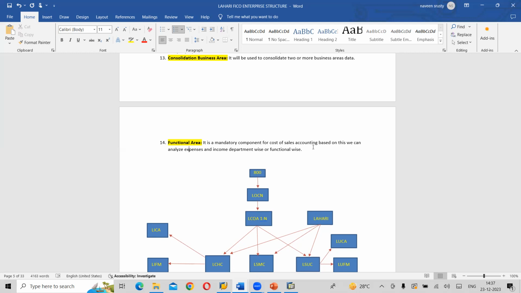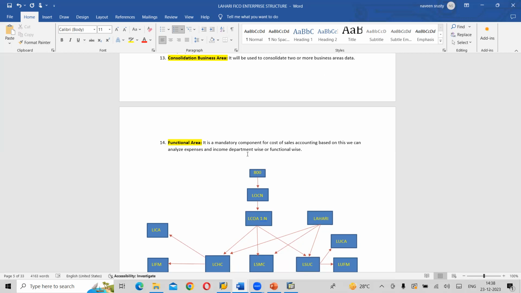Is it possible to fix the price? No. Absolutely not, right? So for that, these functional areas will help us. Okay, it is a mandatory component for cost of sales accounting. Based on this, we can analyze our expenses and incomes according to department wise. Fine, everyone. Any questions here?